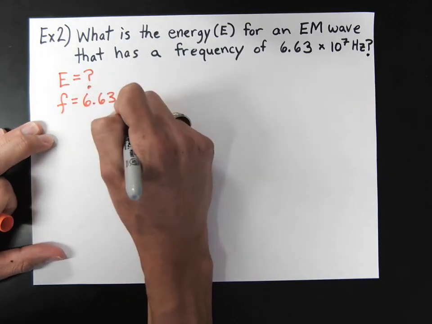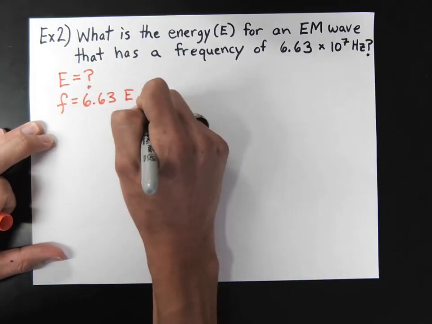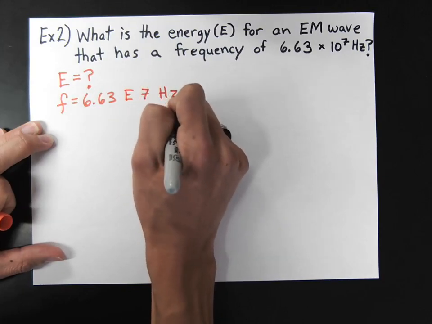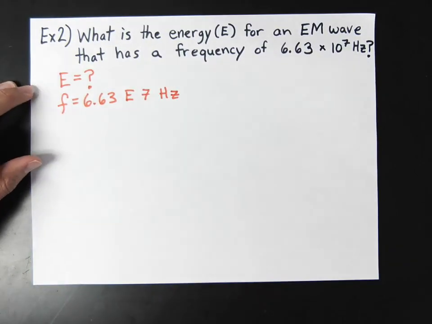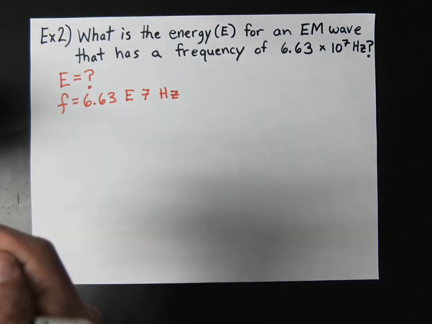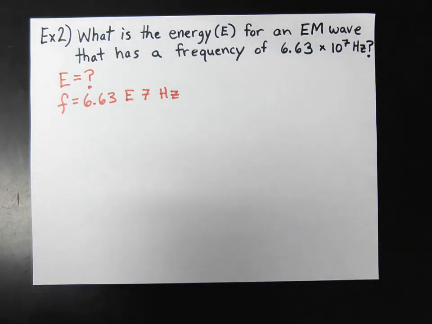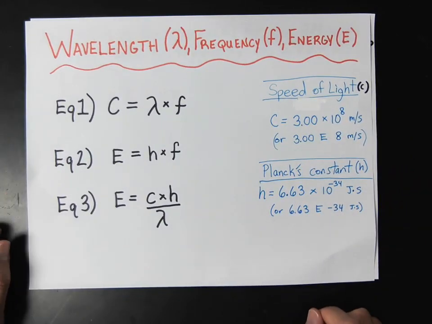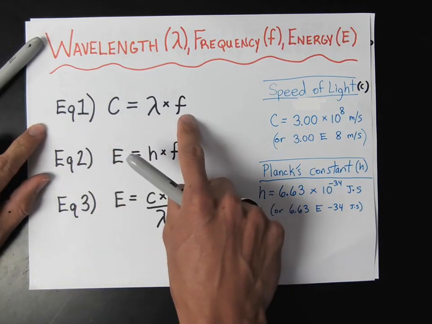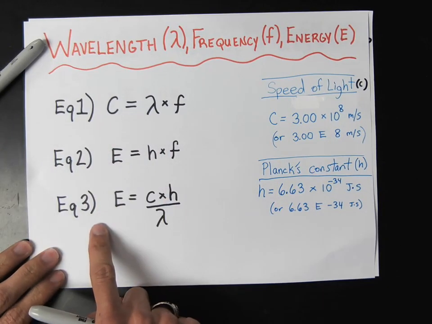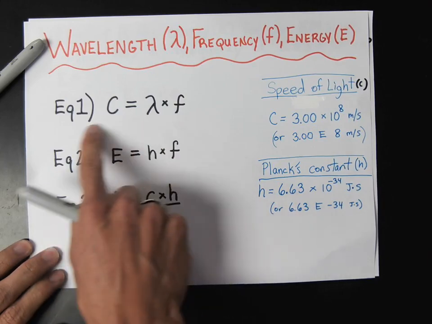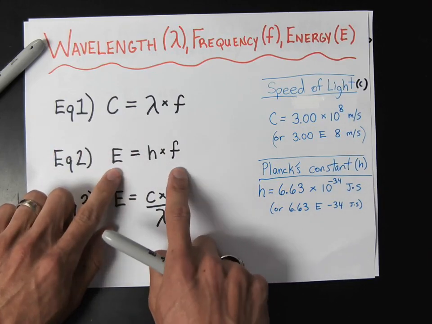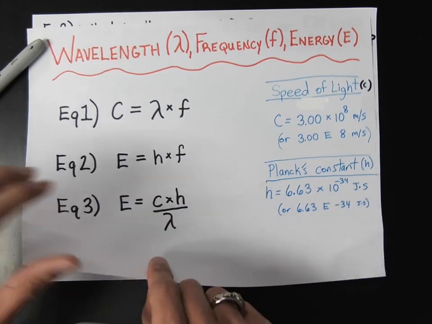I'm going to write it out with a different expression this time. We have these two variables that are given. Let's look back at the equations we were supposed to write down in the beginning. You have energy and frequency, so we know we can't use equation 1. Equation 3 doesn't have frequency, but equation 2 has energy and frequency. So we're going to use this equation.